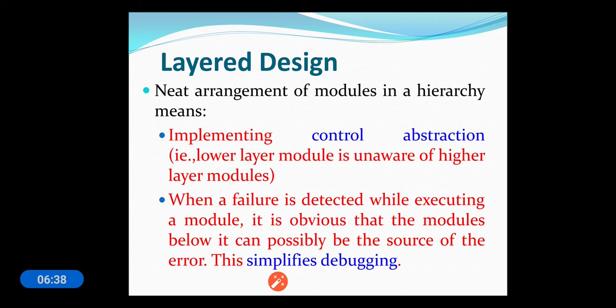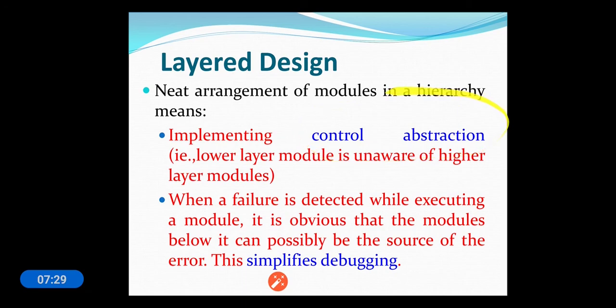The neat arrangement of modules in a hierarchy means implementing control abstraction. So here control abstraction in the sense the lower modules are unaware of higher layer modules. That means a module in the higher layer can know that there is a module in the lower layer. Why? Because a module in the higher layer only can make a call to the module in the lower layers. And it should not happen in a reverse manner. That is, a module in the lower layer should not be aware of the presence of a module in the higher layer. That means a module in the lower layer should not have a capability to make a call to the module that is present in the higher layer. Okay, so that's what control abstraction is.